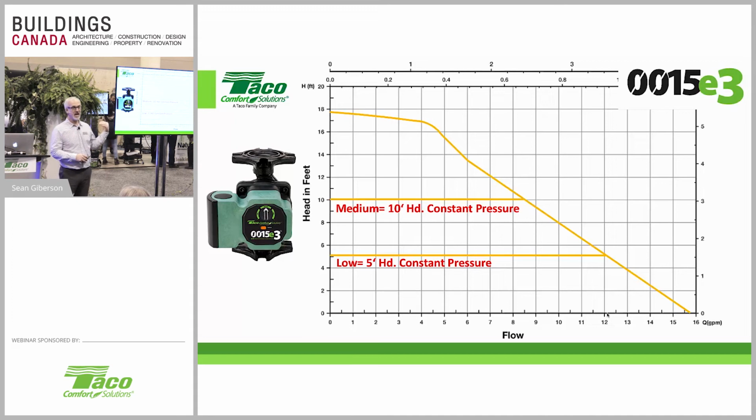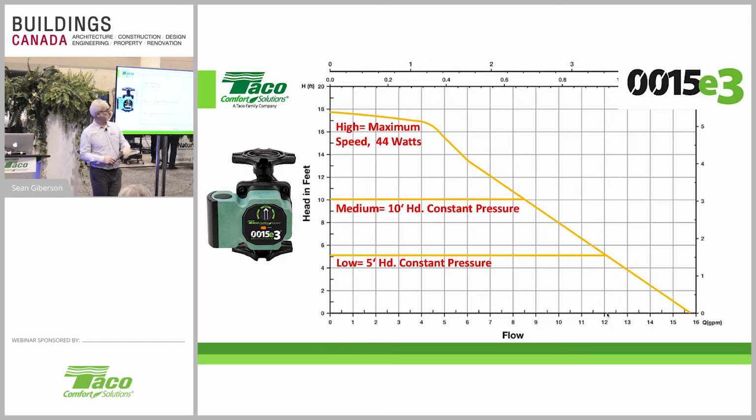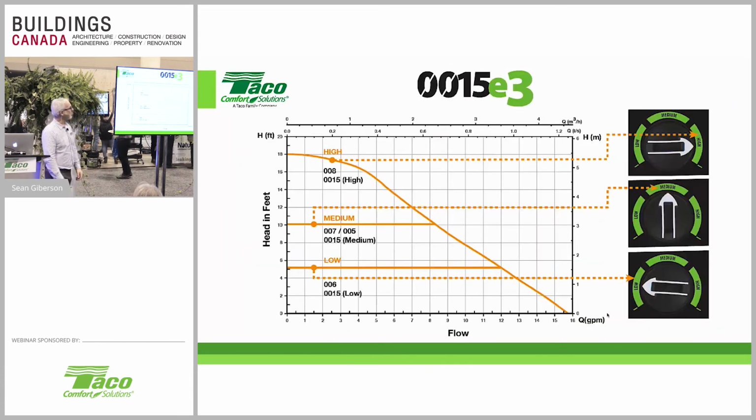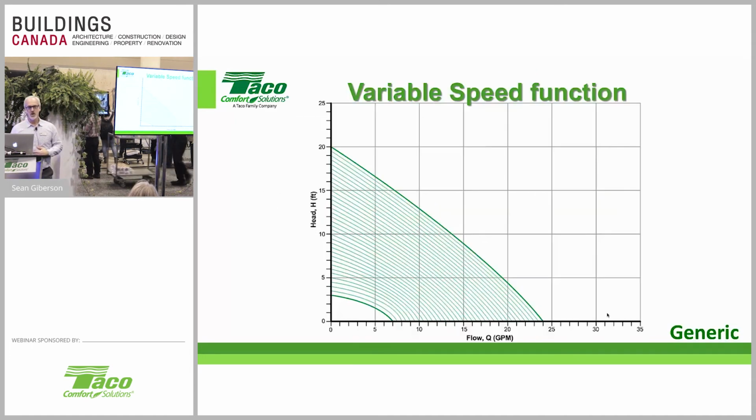But in these settings, 5 foot of head constant pressure, 10 foot of head constant pressure, and then we have a full speed setting, okay? But you can see how that plays out. So I took that 20 watts, which is kind of playing in around here as an average on that mid setting. It's great for just about any residential home that we're going to encounter in this marketplace. Made it very simple, easy to install, okay? It's just three simple settings.